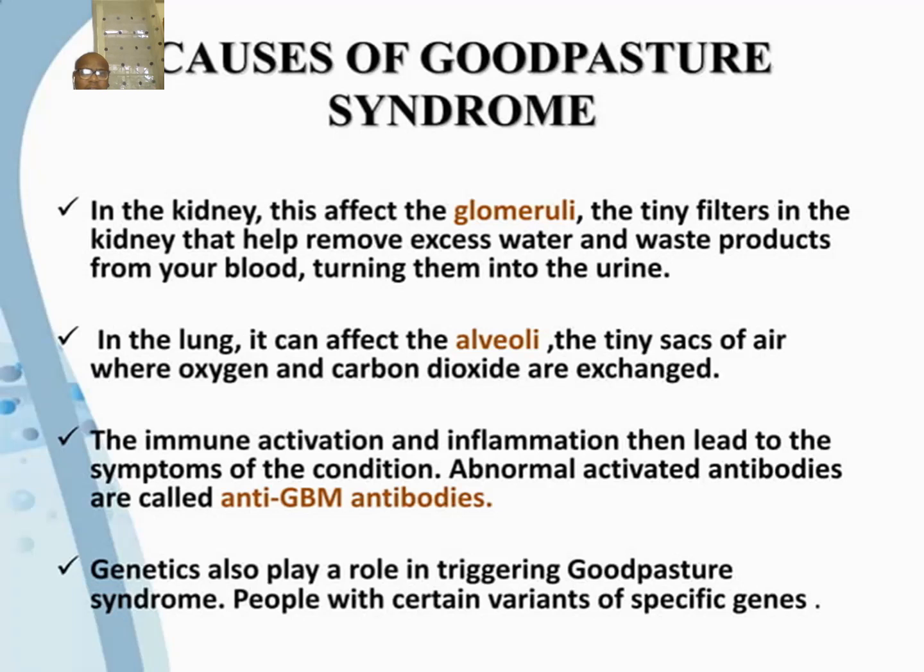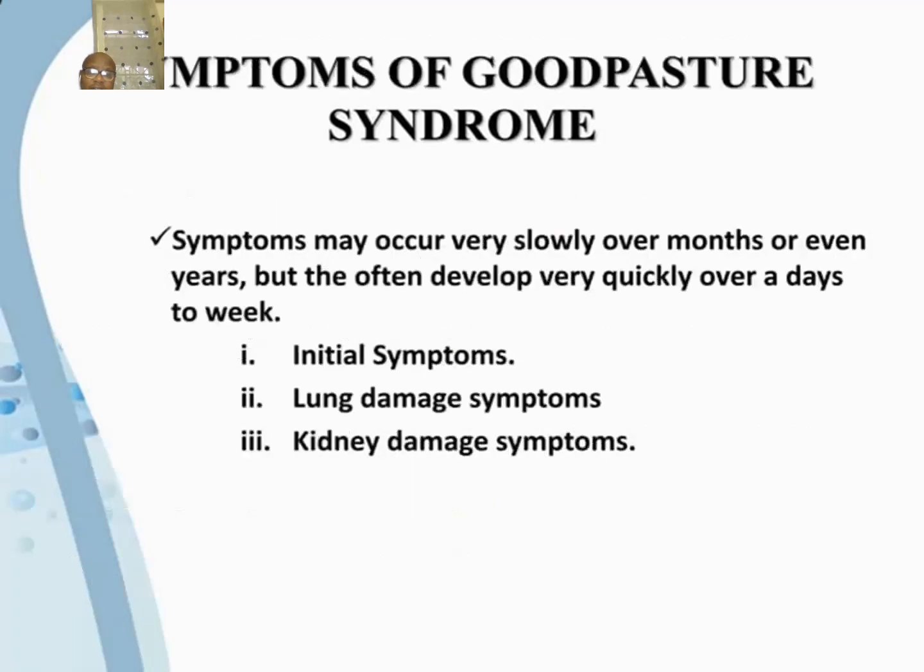Abnormal activated antibodies are called anti-glomerular basement membrane antibodies. Genetics also plays a role in triggering Goodpasture syndrome, in people with certain variants of specific genes. And we have seen them, people with human leukocyte antigens. We have seen that one.